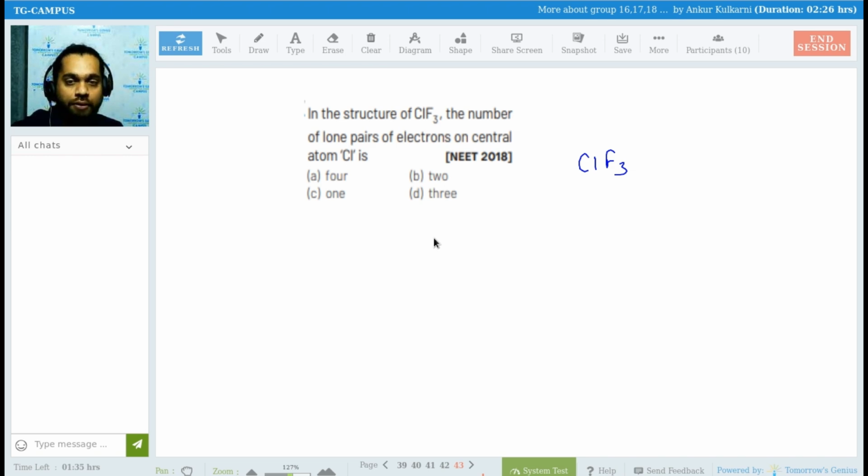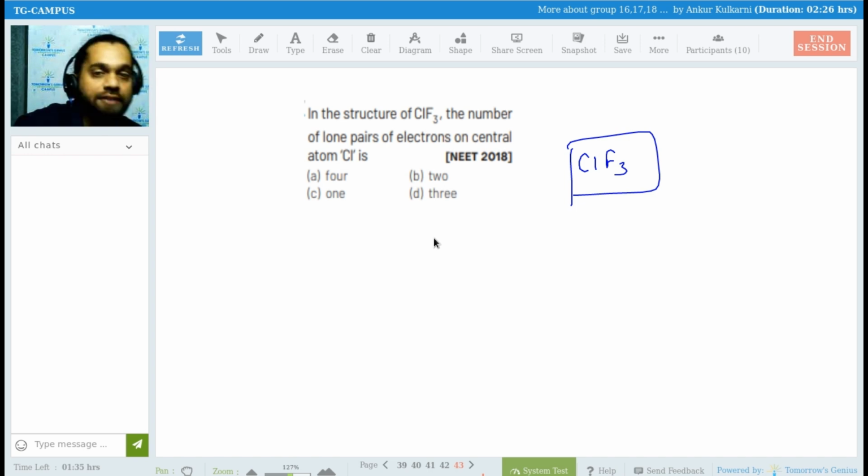Okay, so there is ClF3. What is the answer according to VSEPR? Yes, Sasidaran. Do we have sp3d over there? I want the answer from A, B, C, D.